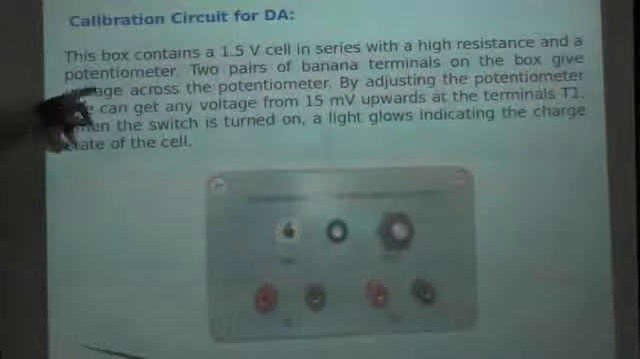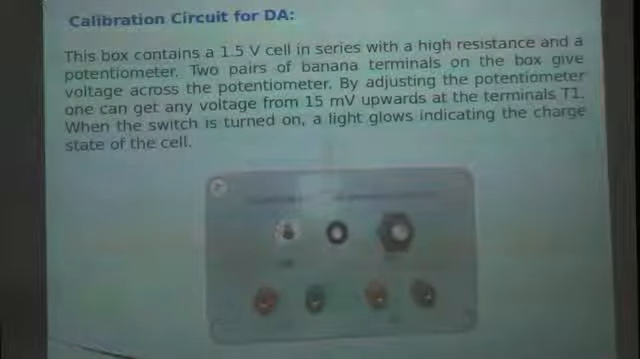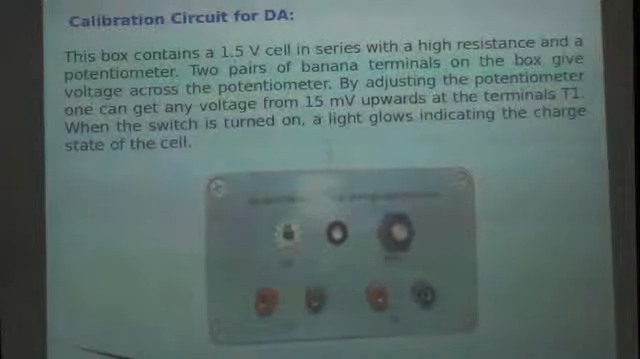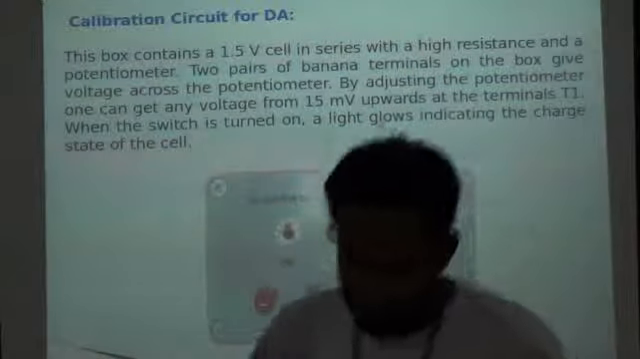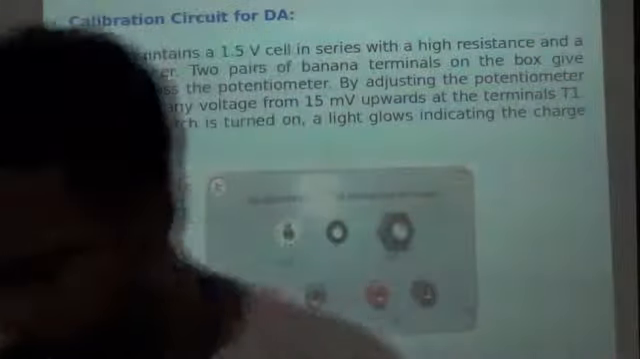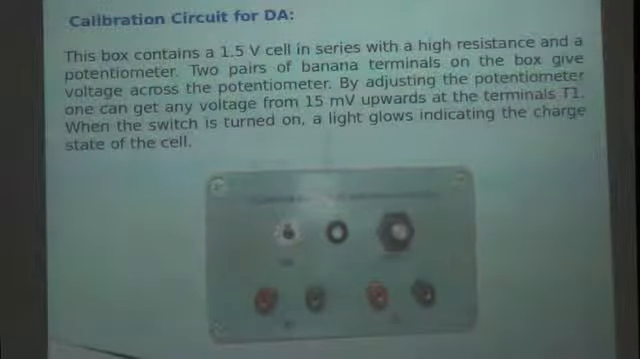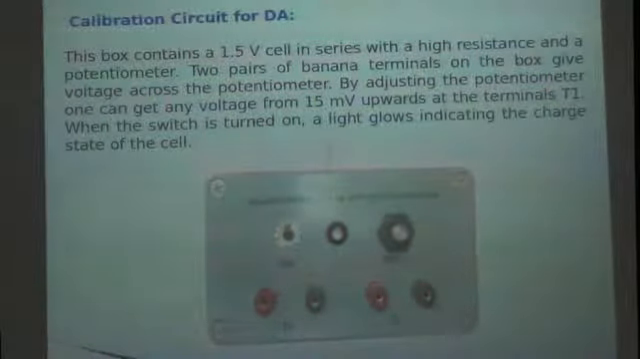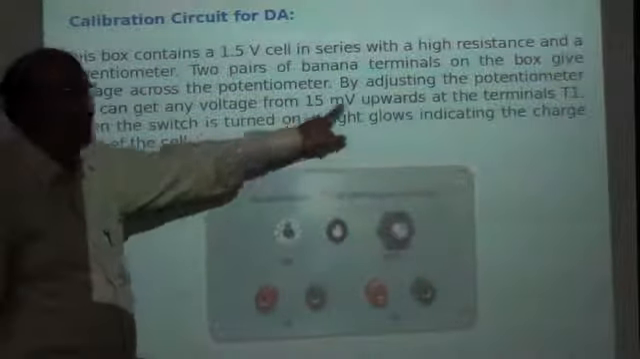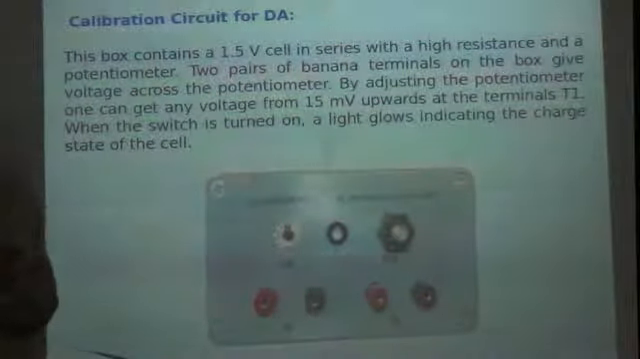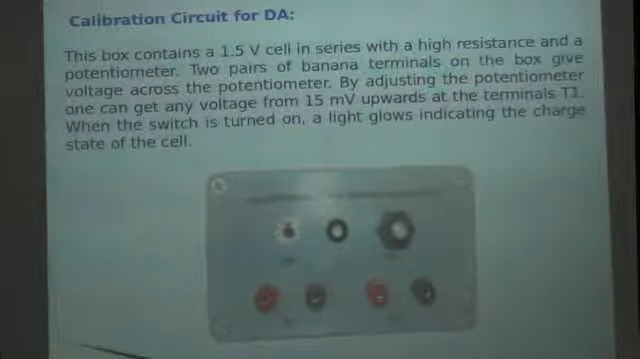The two pairs of other terminals on the box give the voltage across the potentiometer. By adjusting the potentiometer, one can get any voltage from 15 millivolts upward at the terminal T1. When the switch is turned on, a light glows indicating the charge state of the cell. That is all about the cell, whether you get the voltage or not. Otherwise, if the cell is not charged, you will not get any voltage. So what you have to do is measure this voltage. Suppose it is 15 millivolts. You measure by multimeter, it is 15 millivolts.